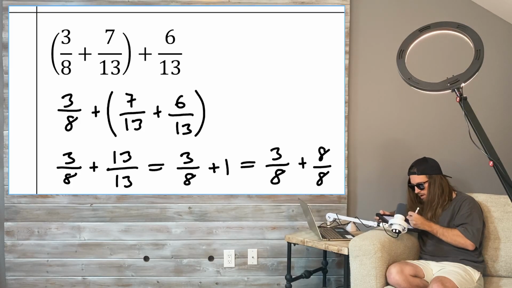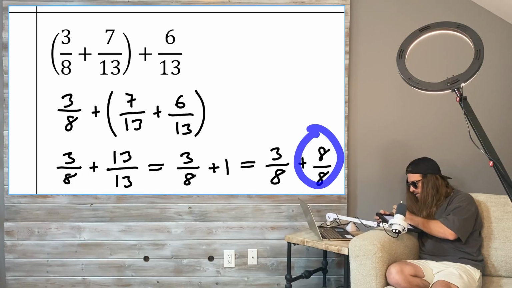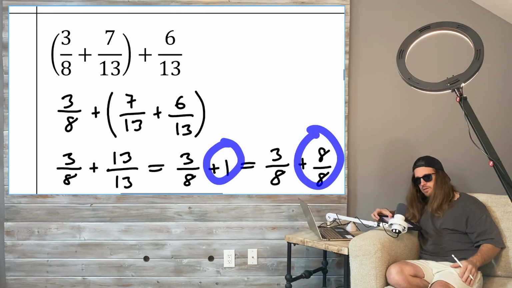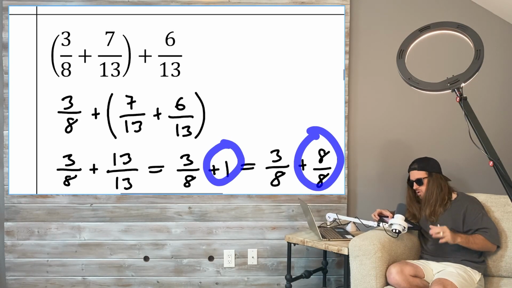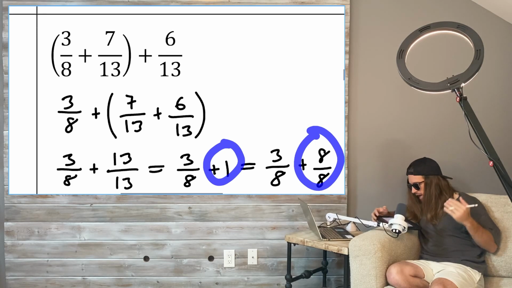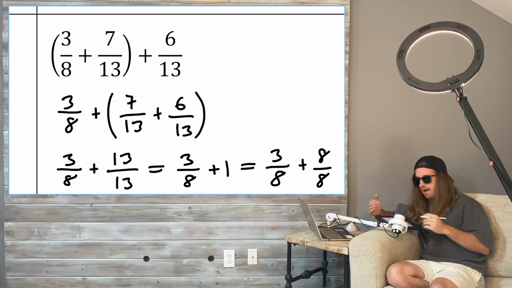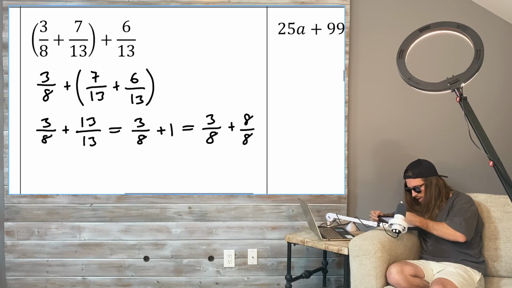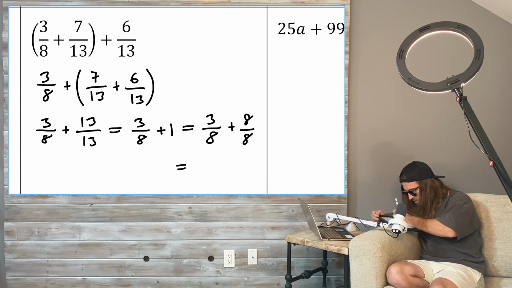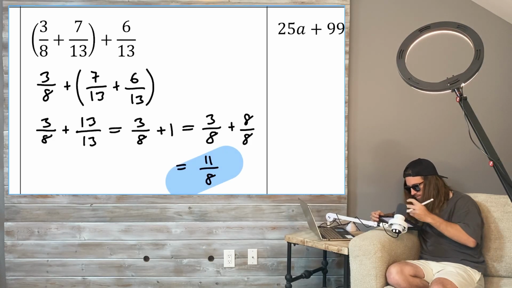Let me pause here real quick. I know this is going fast. 8 divided by 8 is 1. Those are the same value. So I can replace 1 with 8 over 8 if it helps me out. And it does, because we have this 3 eighths, right? We have to make those match. And 3 plus 8 is 11. The answer here is 11 eighths.